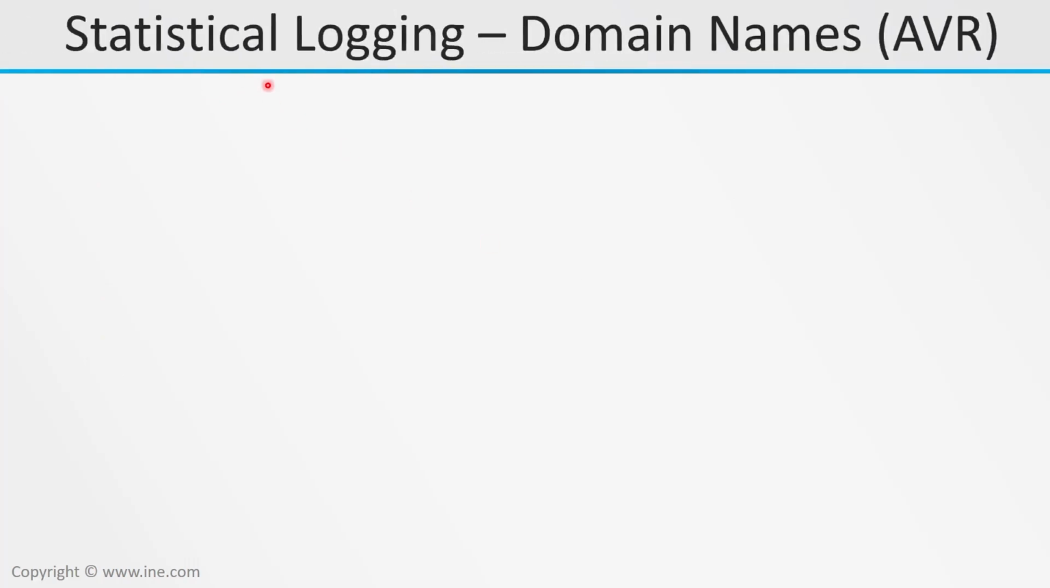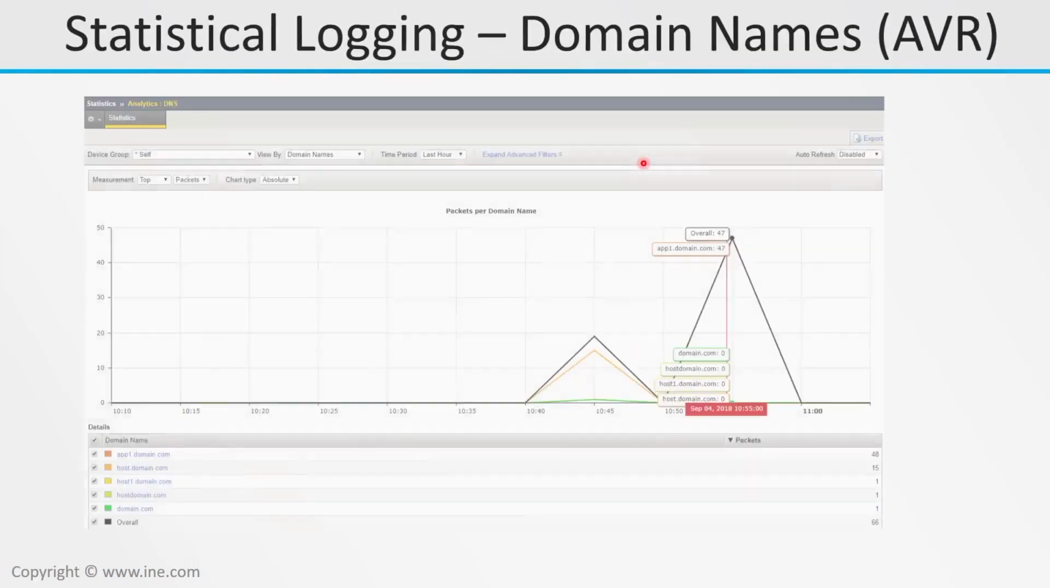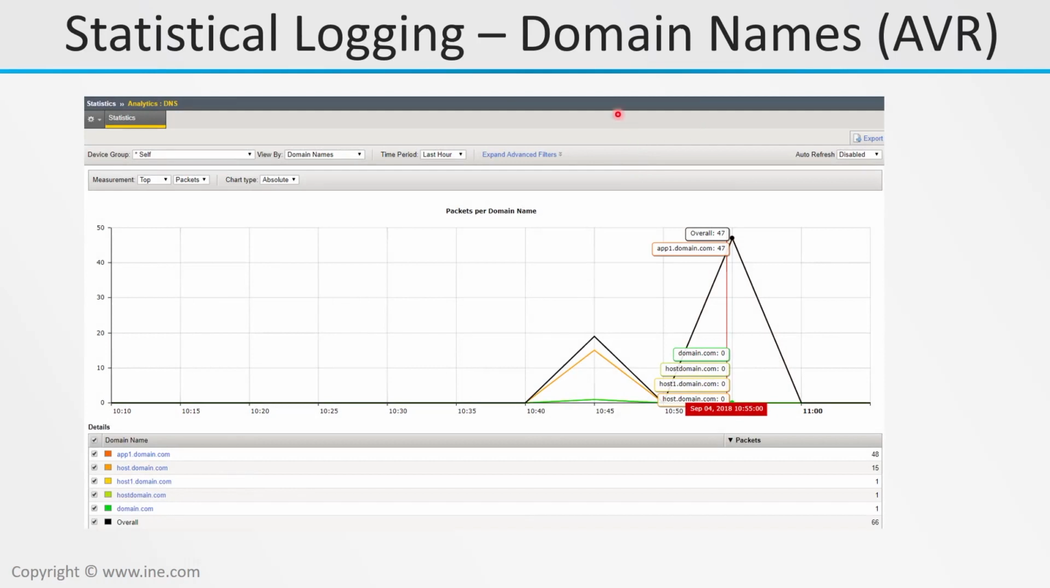Okay, and using the GUI based on statistical logging, we can look for domain names associated with the AVR collection. So if we go to Statistics, Analytics, and DNS in the GUI, we can right away see our most used domain names. So in this case, app1 is the most used based out of our full list, getting a total of 48 packets within that specific interval.